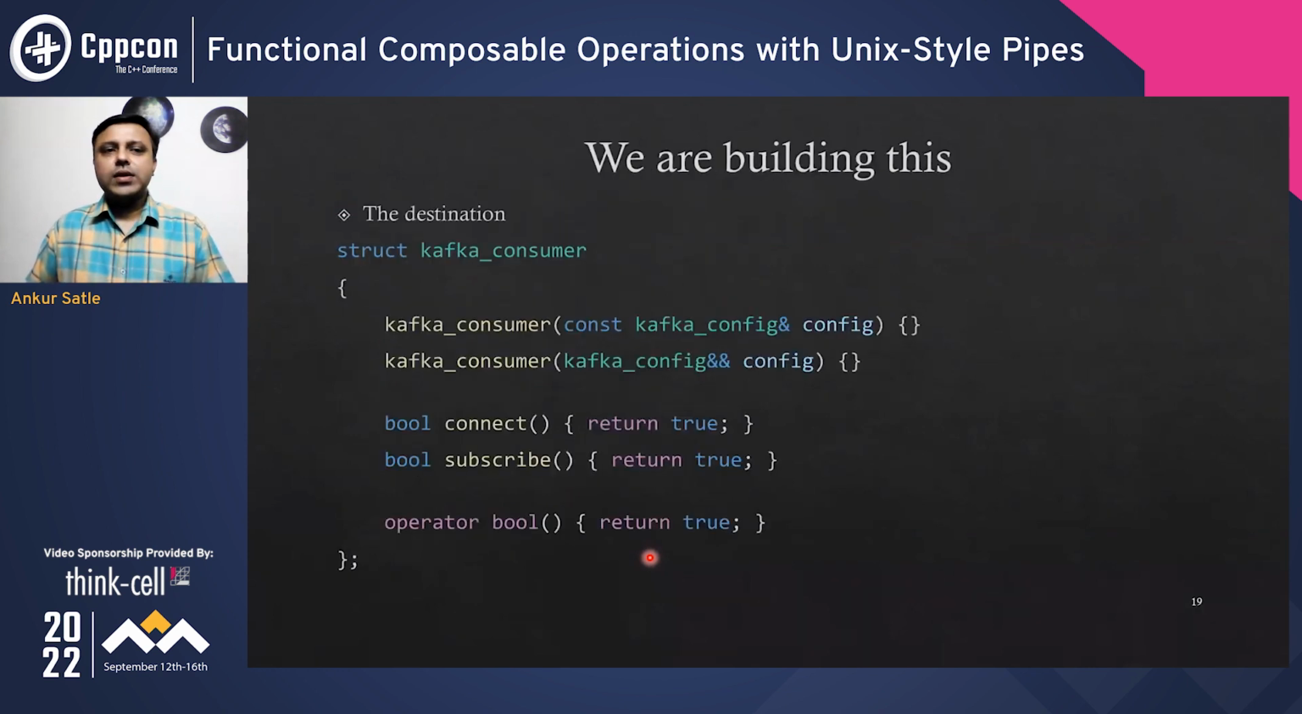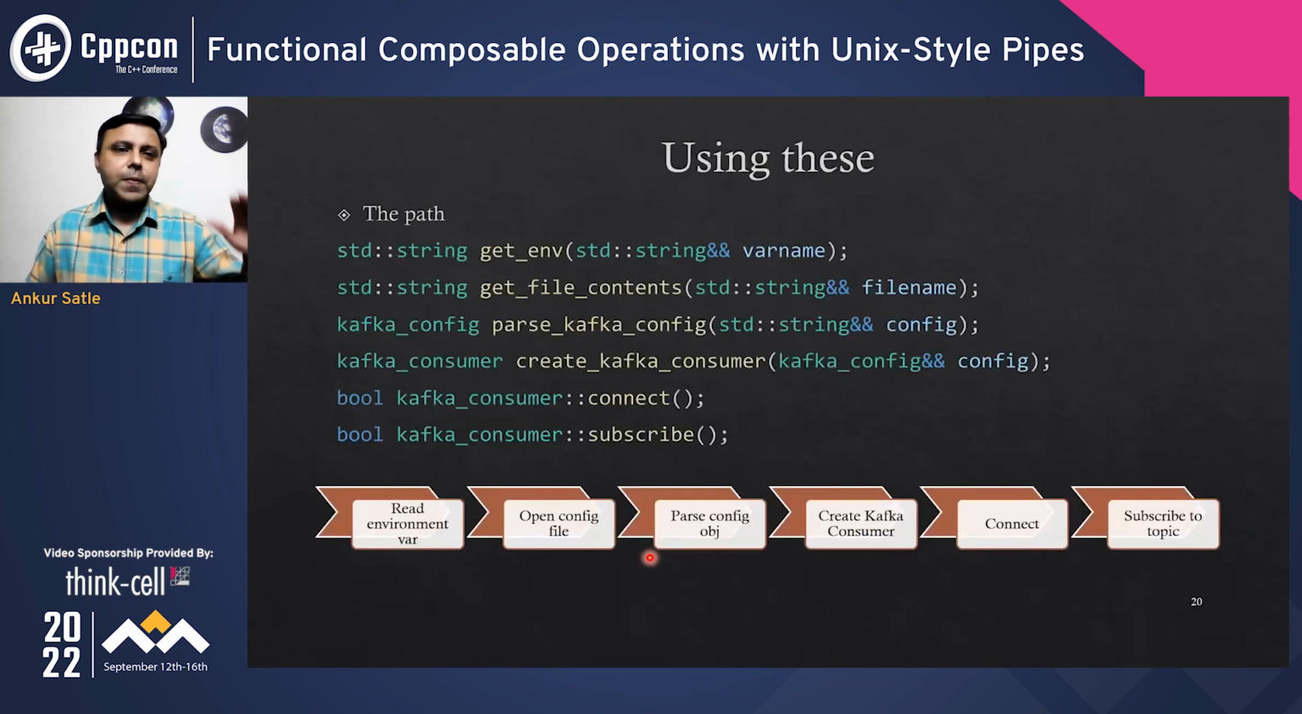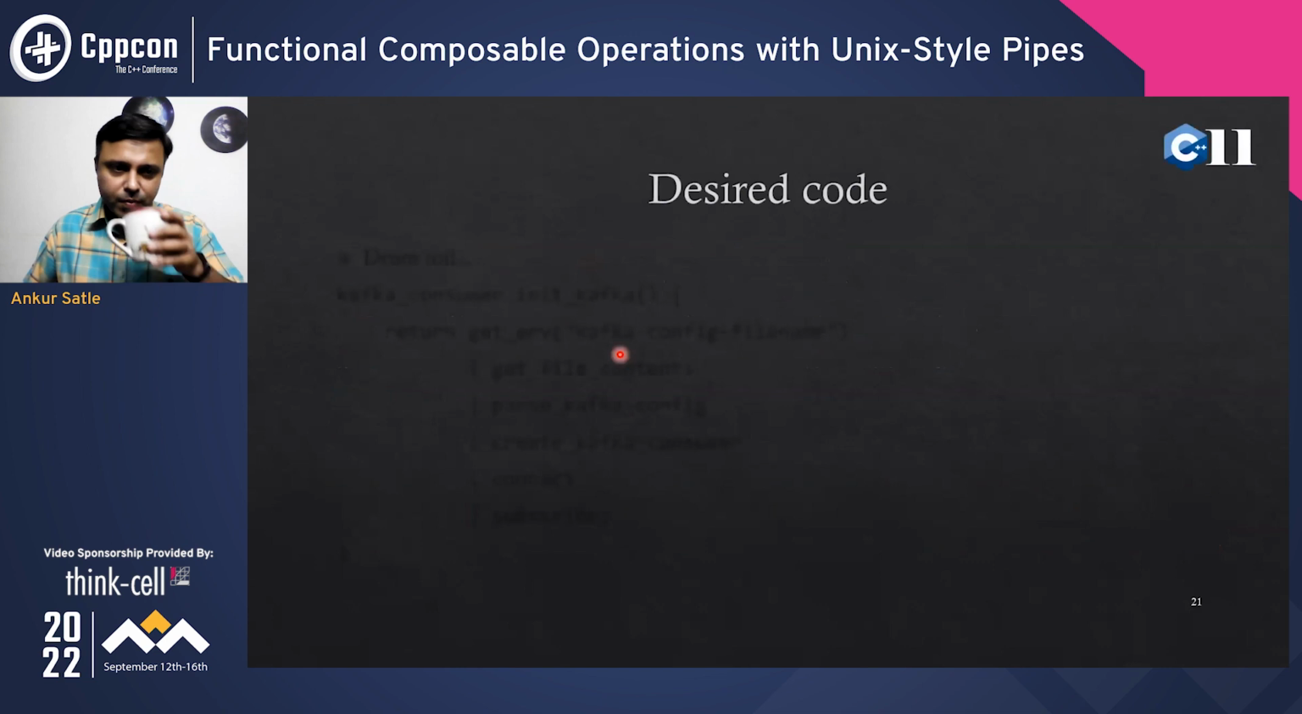What do we really want? This is our destination. We want a Kafka consumer to be created. Okay, I've just stripped it out to show only the relevant stuff. It has these members of connect and subscribe. We'll come to that. And what is the path to reaching them? As you see, it is through all these steps. Two of these are member functions. Otherwise, they are freestanding functions.